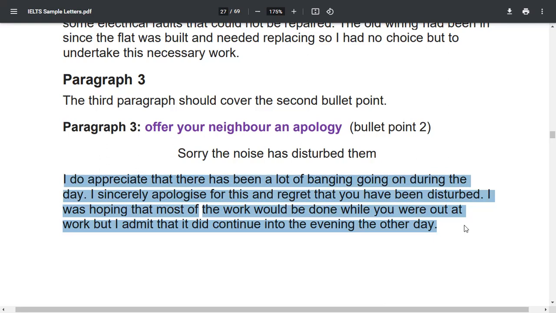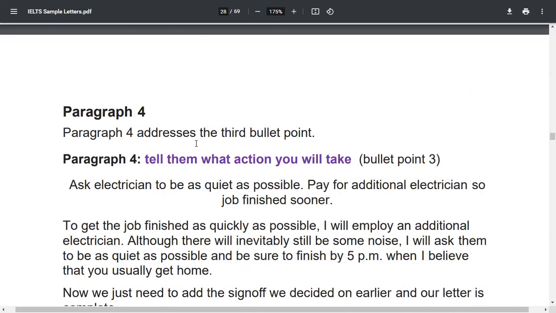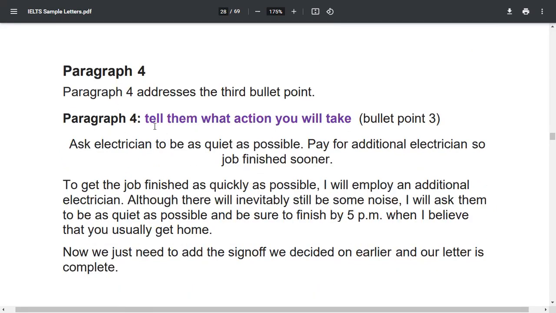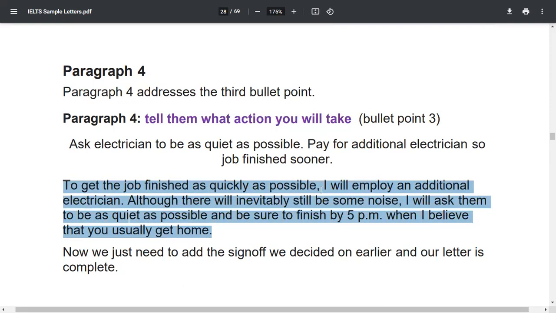So it's an amazing paragraph answering the second bullet point. Now paragraph 4 is the answer for the third bullet point that says tell them what action you will take. Let's see an example answer: To get the job finished as quickly as possible, I will employ an additional electrician. Although there will inevitably still be some noise, I will ask them to be as quiet as possible and be sure to finish by 5 p.m., when I believe that you usually get home.